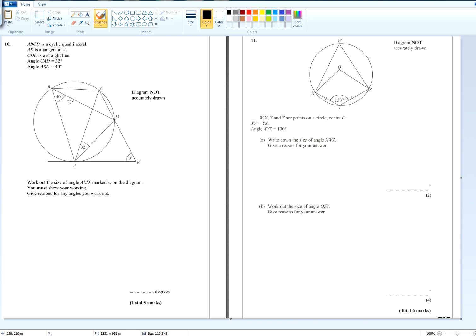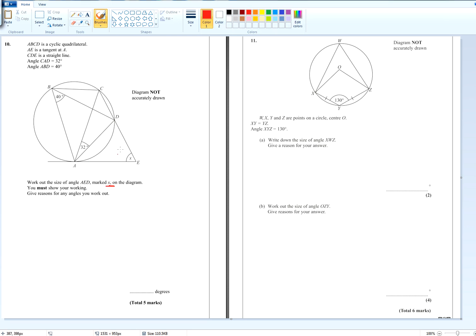Okay, right. It says that ABCD is a cyclic quadrilateral. AE is the tangent. Okay, lovely. CDE is a straight line. Never happened. It was a curvy line. And angle CAD is 32, which is over here. And angle ABD is 40. Work out the size of angle AED, which is the X.